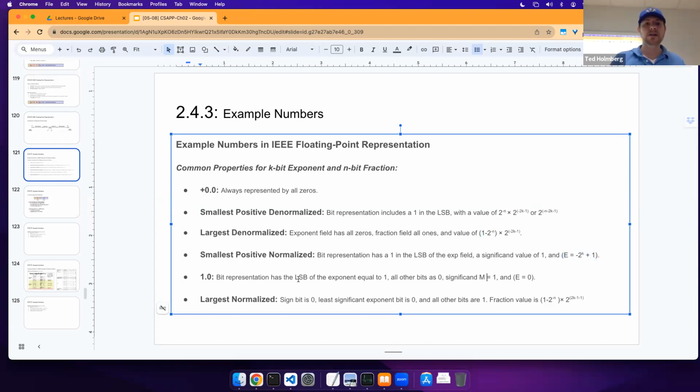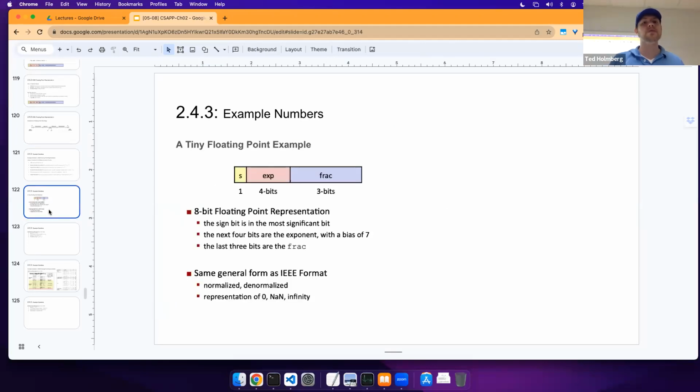My 1 is going to be represented when my least significant bit of the exponent is equal to 1 and all the other bits are 0. My mantissa is 1 and my e is equal to 0, right? My exponent value is equal to 0. And then my largest normalized value is going to be when my sign bit is 0, my least significant exponent bit is 0, and all the other bits are 1. Which again can be represented in this mathematical formula. So I give a descriptor here as well as our math. But now let's actually step through and do some evaluation.